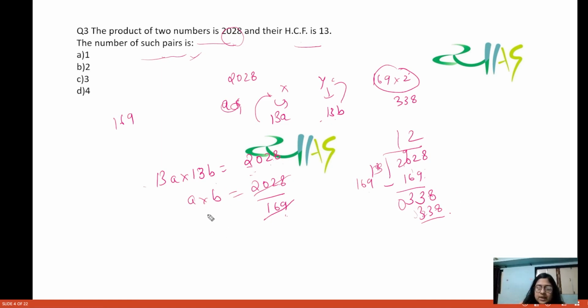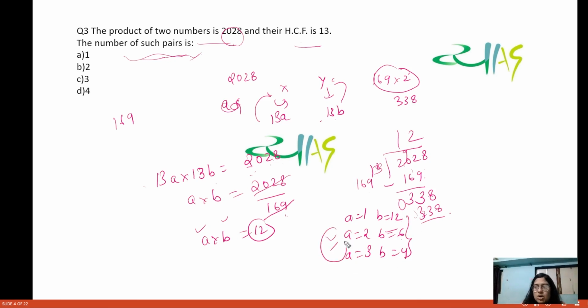Now look at this thing. You have a cross b is equal to 12. So how many is the number of pairs? See, either you can put a equal to 1 and b equal to 12. So one number can be 12, another number can be this. Then you can put a equal to 2 and b equal to 6. Then you can put a equal to 3 and b equal to 4. So the number of such pairs you are getting is 3. Obviously 3. I don't think any other than this you will be getting. So this is how you can do this question.